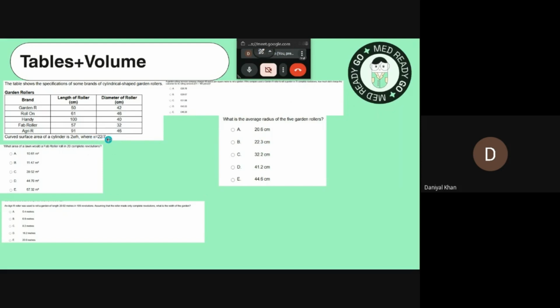Another thing to remember is if a question has given you a value for pi, don't use 3.14. Use the value that it has given you. Otherwise, you'll get the incorrect answer, and that will cost you marks, even if you do everything else right. So be really careful about that. If they don't give you a value for pi, then obviously you can use 3.14, but that rarely happens. So now we're doing the fab roller. So we do 2 times the pi.